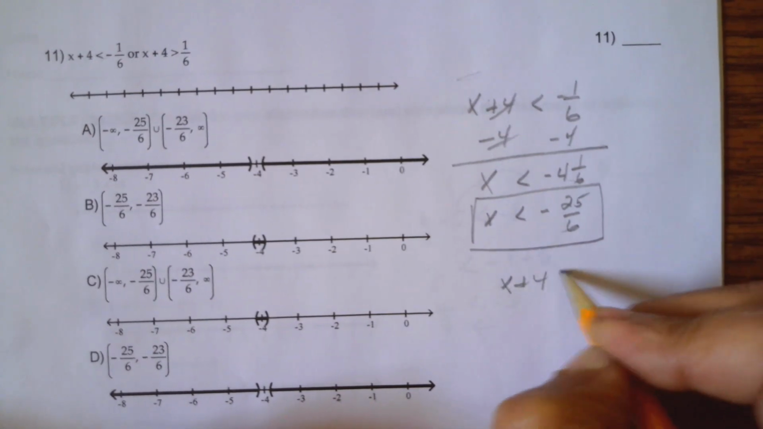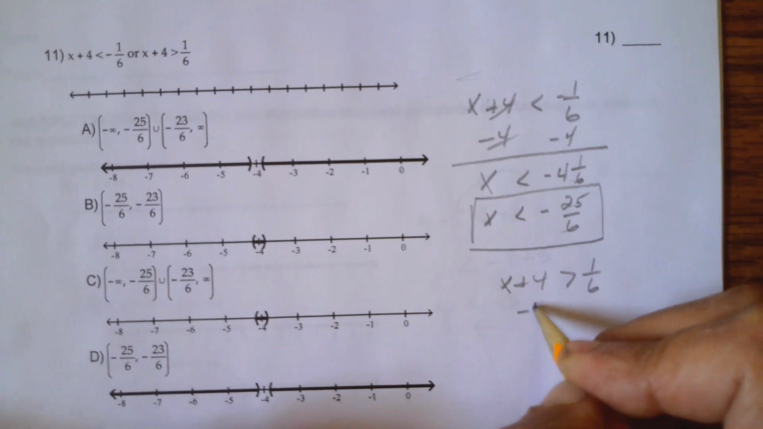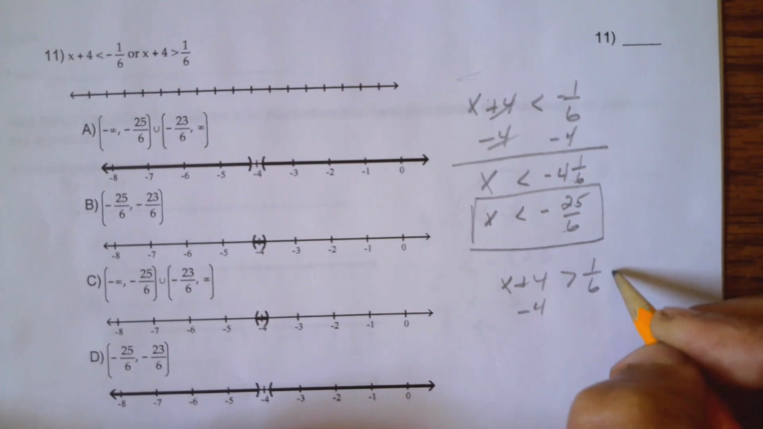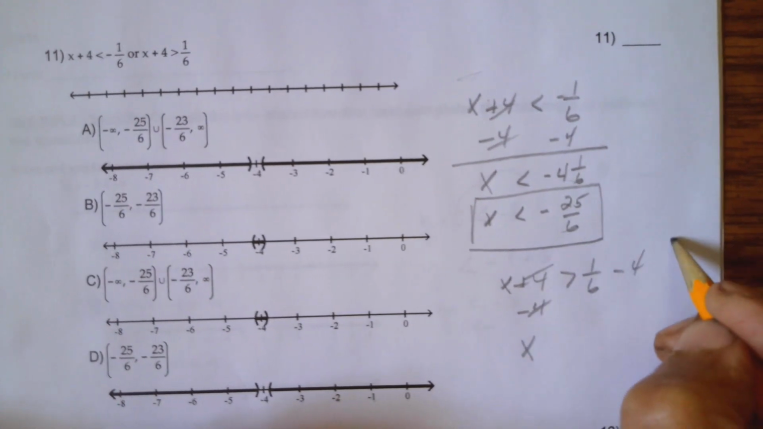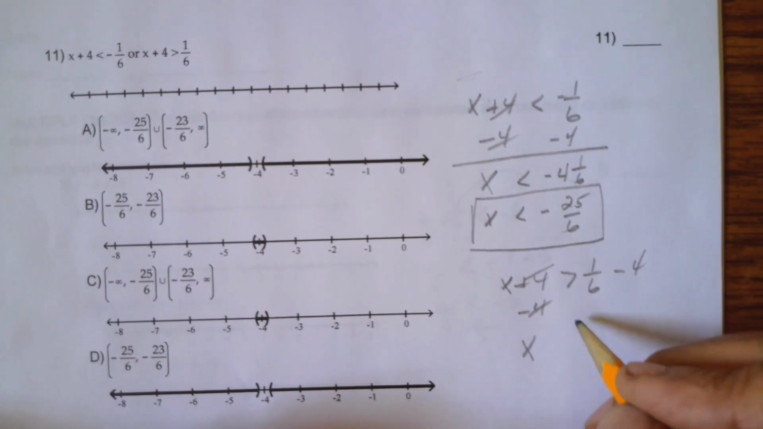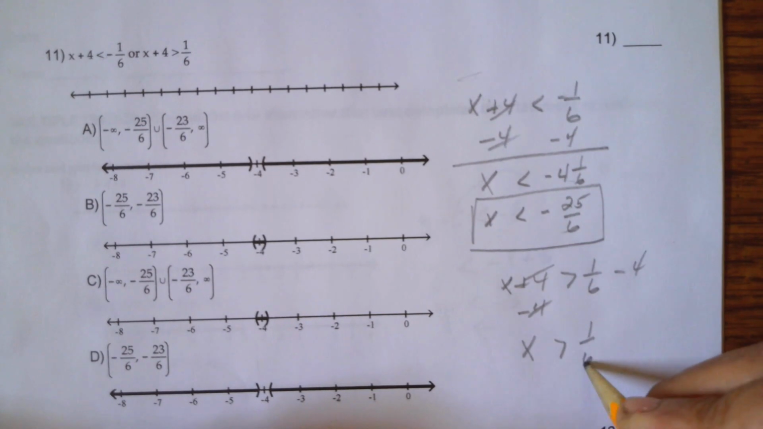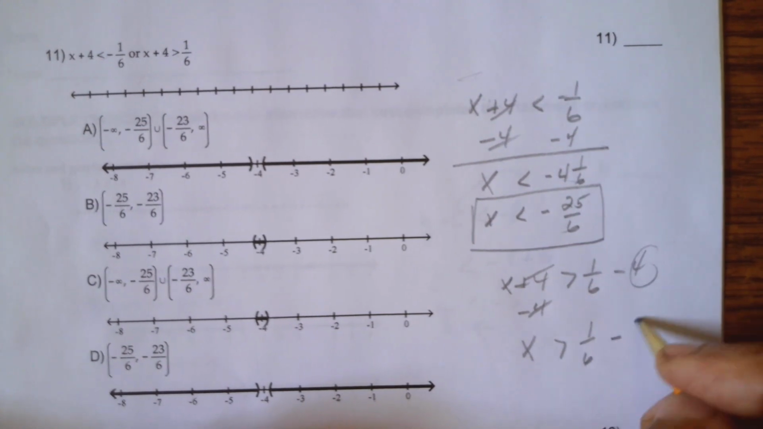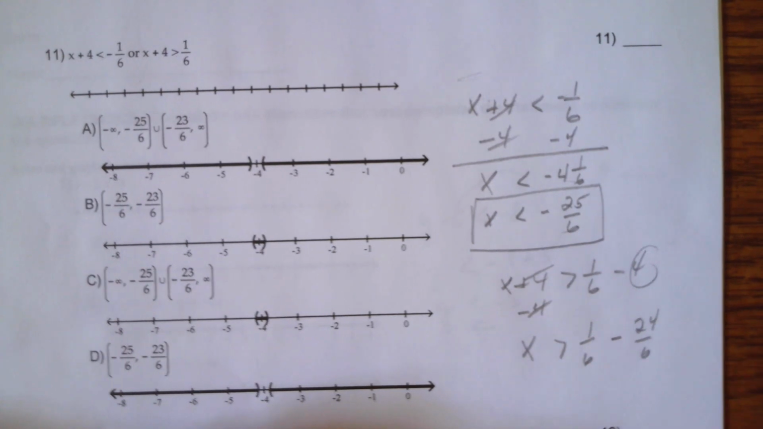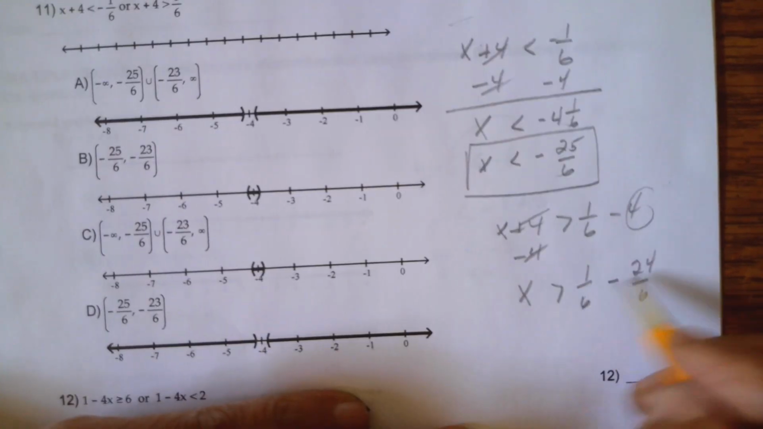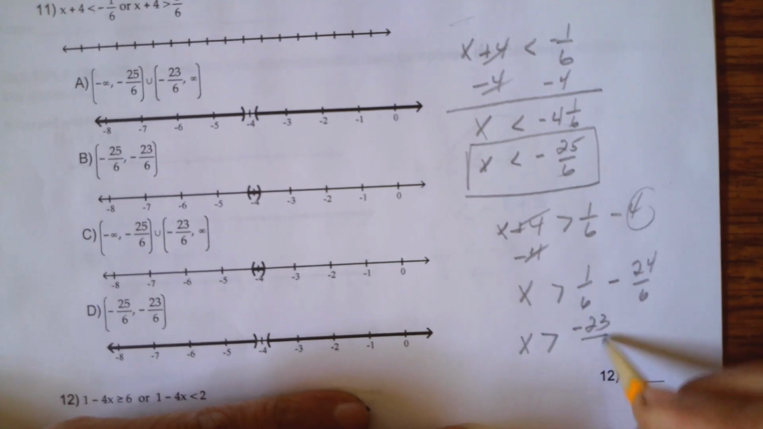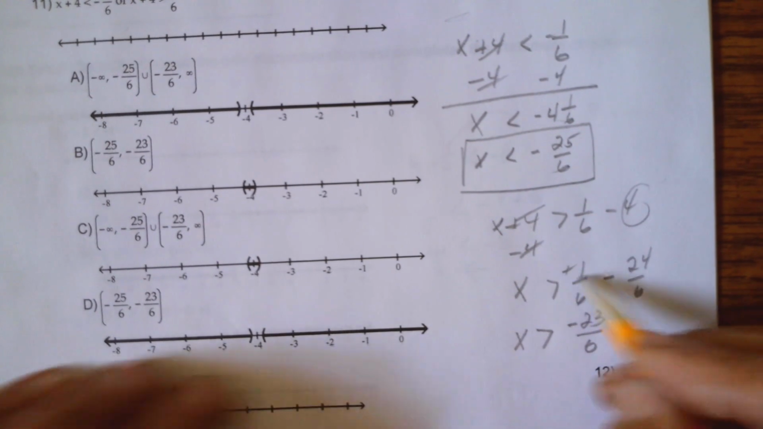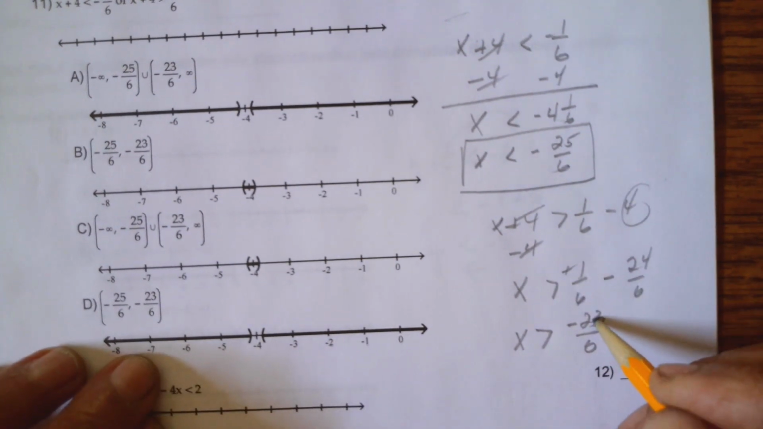x plus 4 is greater than 1/6. Subtracting 4, and I'm going to say subtract 4 over there. Let's see, 4 is the same as what? 4 is the same as 24/6. So I got a minus 1/6. A minus 4 is the same as a minus 24/6. So I got a positive 1 and a negative 24. X is going to be greater than a negative 23/6. Positive 1 combined with a negative 24 is a minus 23.